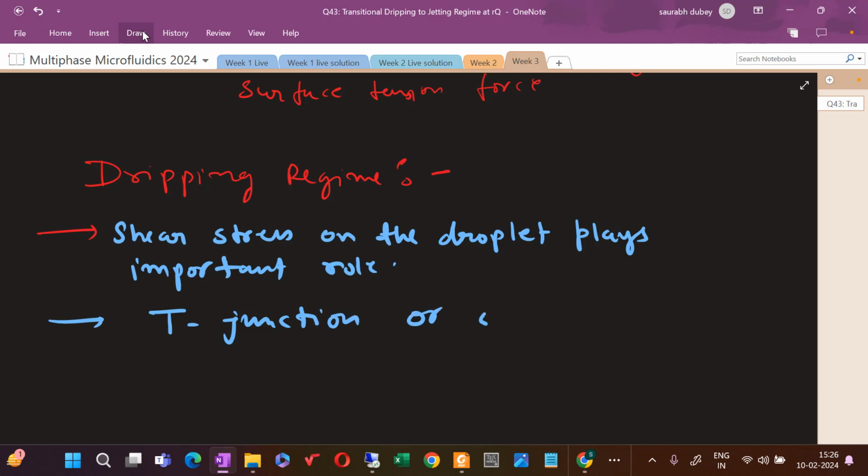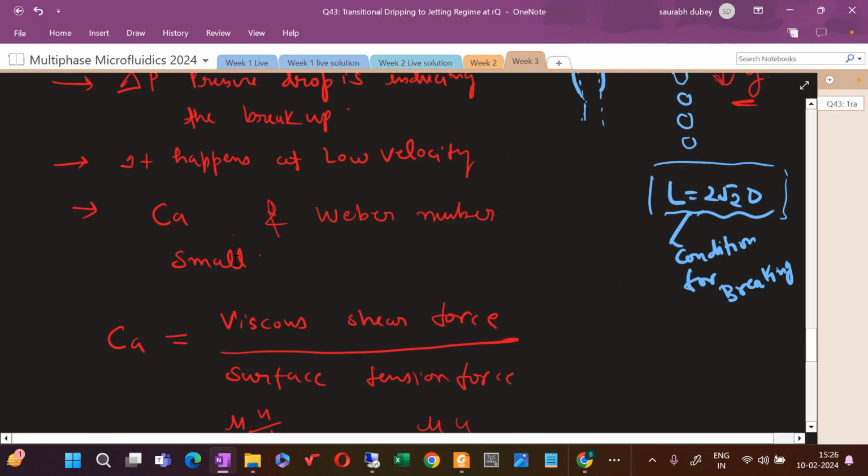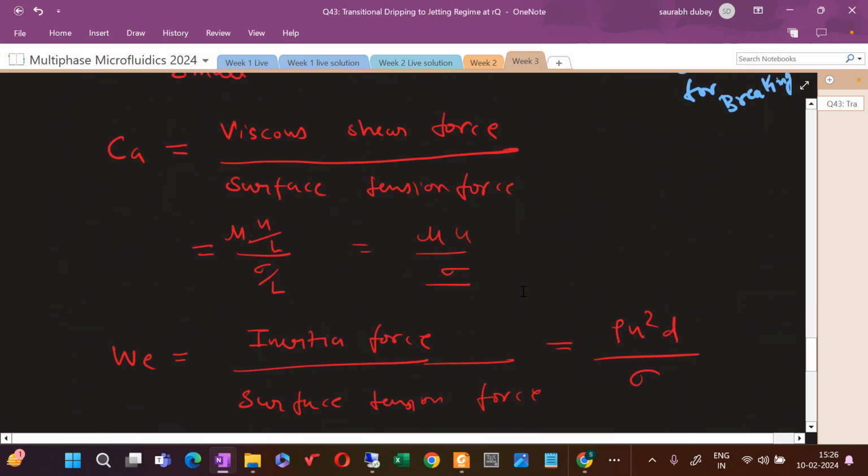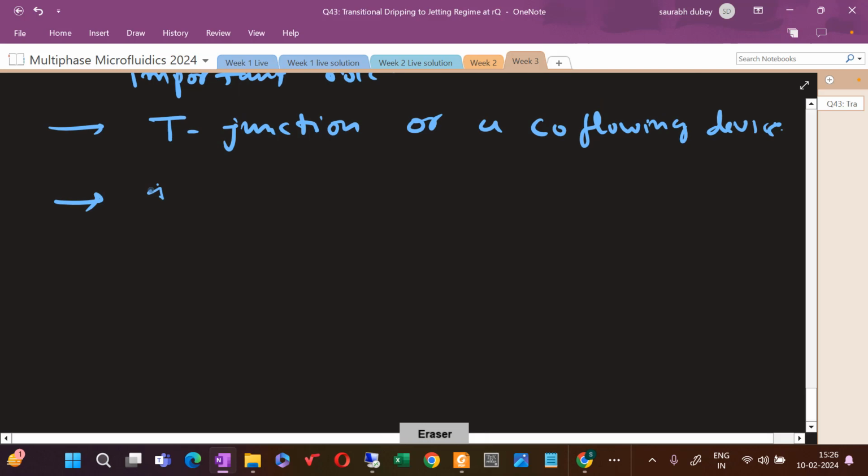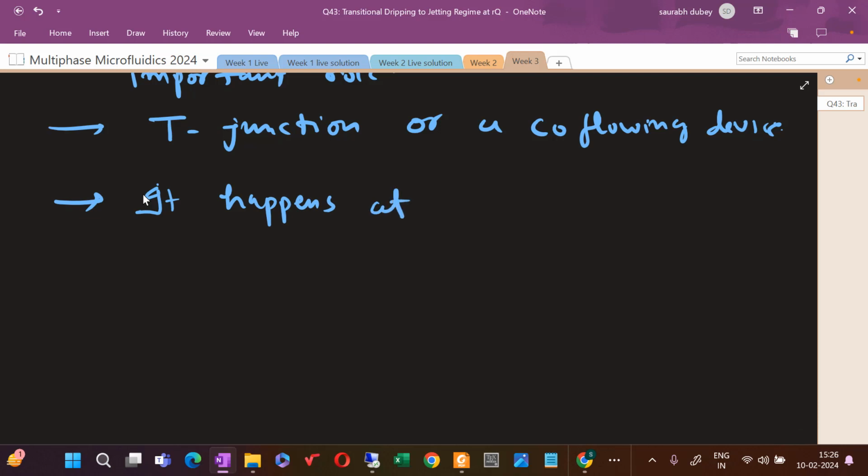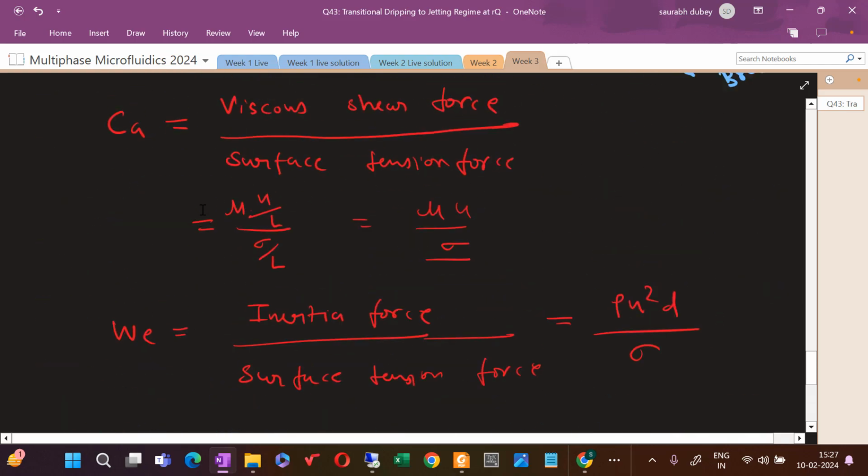T junction or a co-flowing device, and this happens at higher flow velocity. Here, what we had happens at low velocities. This one happens at high velocities. So if the fluid velocities are high, then this will happen. And this is about the squeezing regime and the dripping regime.